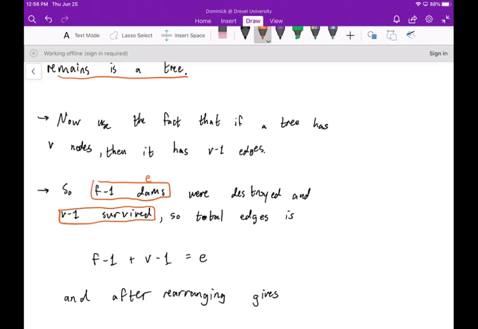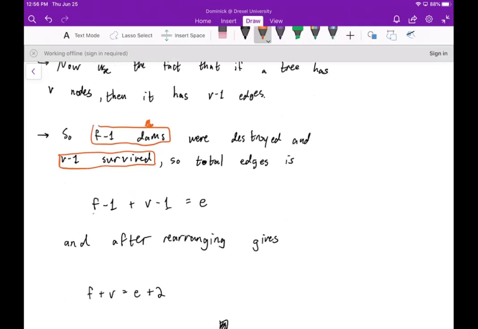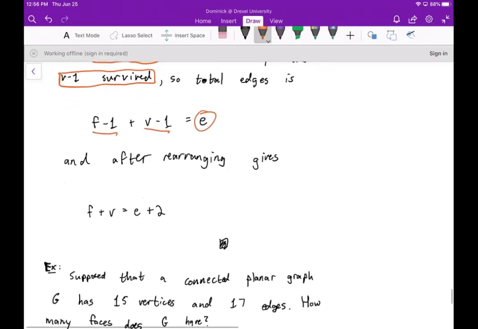So we know that if we add these two together, we'll get what we started with, right? The number of edges that we started with. So the number of dams that were destroyed is F-1, V-1 survived, and if we add those two together, we get a total of E. So of course, after we rearrange, we get F plus V is equal to E plus 2, which is exactly Euler's formula.